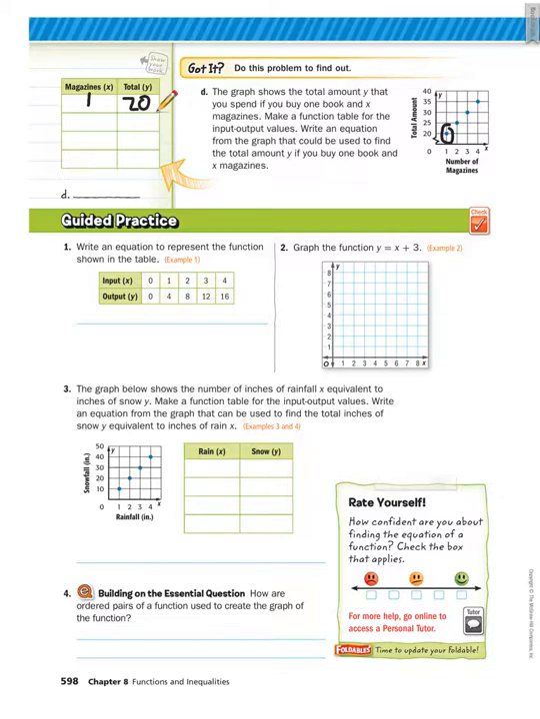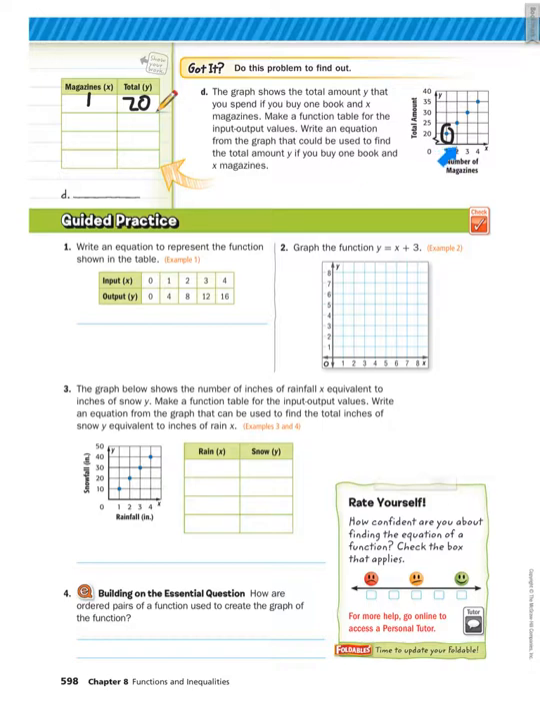Okay, let's see how you did. So the question, we'll read it first. The graph shows the total amount y that you spend if you buy one book and x magazines. Make a function table for the input-output values. So that's what you do first. Write an equation from the graph that could be used to find the total amount y if you buy one book and x magazines.